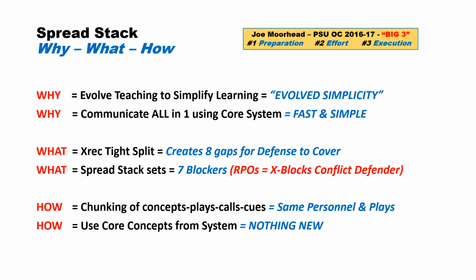All right, why are we doing this? First off, again, we want to keep evolving, but simplifying what we're doing. We're chunking everything together using our core system. So you're going to see you could run the whole system from this package. What we're doing is we're simply going to bring the X receiver in tight, and this creates 8 gaps for the defense to defend. How we're going to do this, we're going to chunk everything together, both personnel and play. So it's nothing new for us, but obviously creates conflict for the defense.